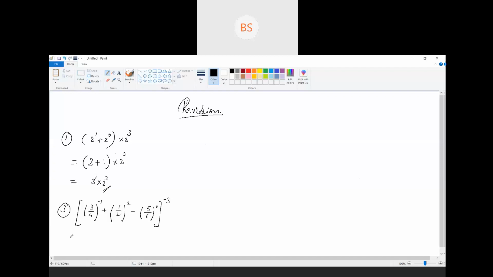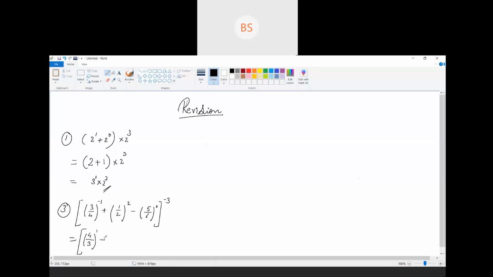Now how can I write 3 upon 4 raised to minus 1? Since it is minus 1, I have to make it positive. So to make it positive, I have to take the reciprocal. So the reciprocal of 3 upon 4 will be 4 upon 3, yes, whole raised to 1.